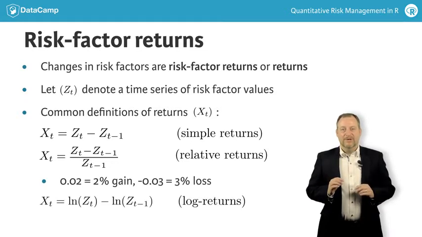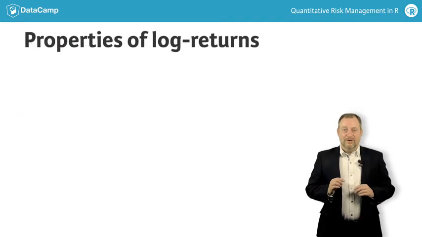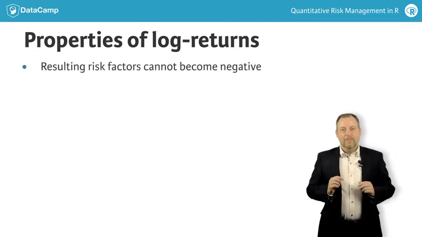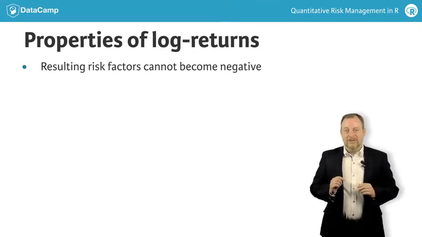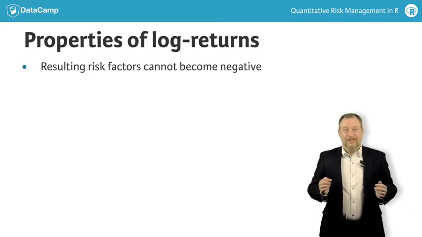In the third definition, the returns are the differences of the log values of the risk factors. These are log returns. This definition is in fact the most widely used. Here are a few of the reasons why log returns are popular. If you build a model for the log returns of a risk factor, you know that the risk factor can never become negative. This is generally a desirable feature for risk factors that are prices or rates.